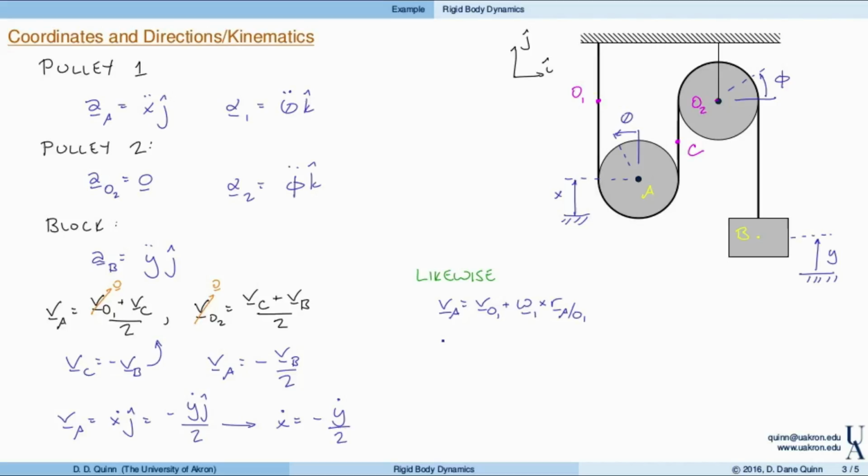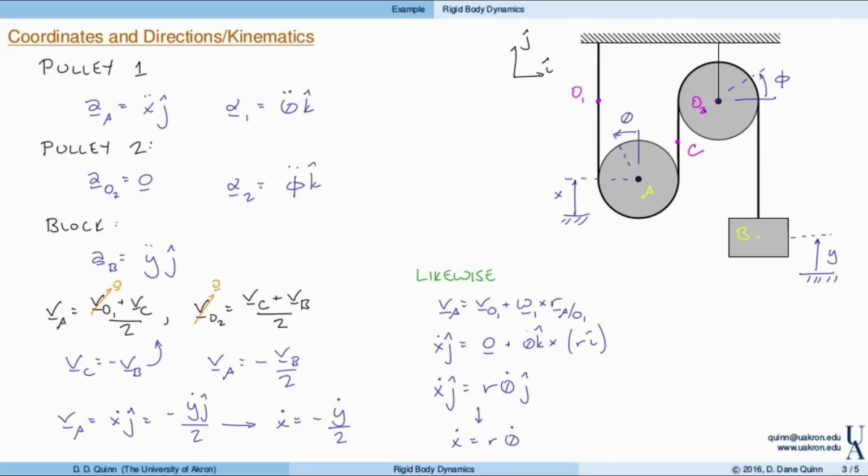Now that implies that x dot in the j direction is 0 plus the angular velocity, which is theta dot in the k direction, cross A with respect to O1, so that's R in the i direction. So x dot is equal to, well, k cross i is j, so we have R theta dot in the j direction, which means that x dot is equal to R theta dot.